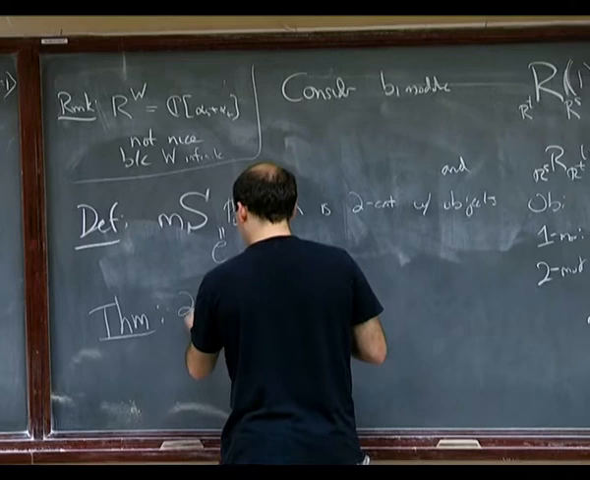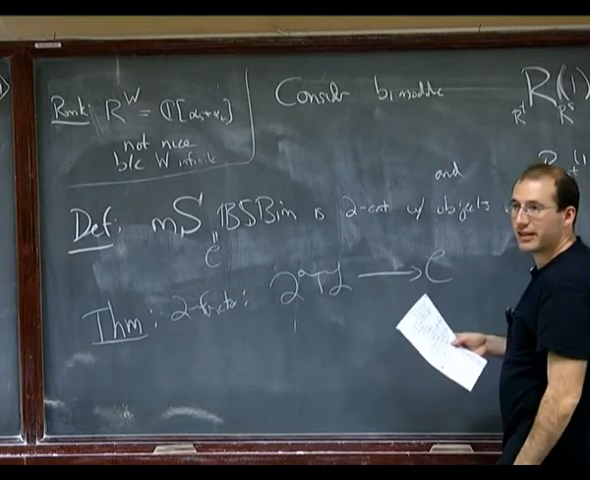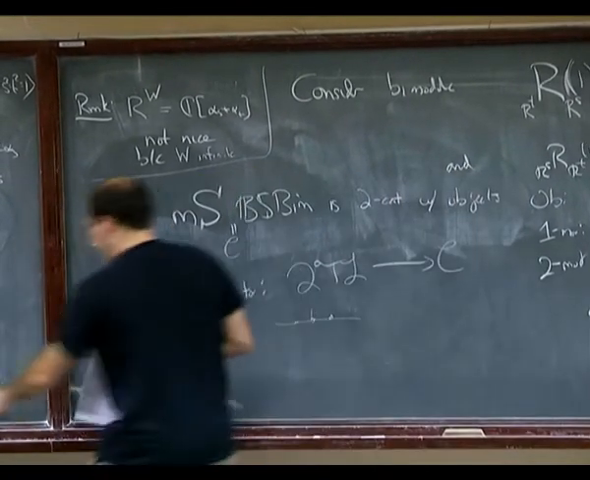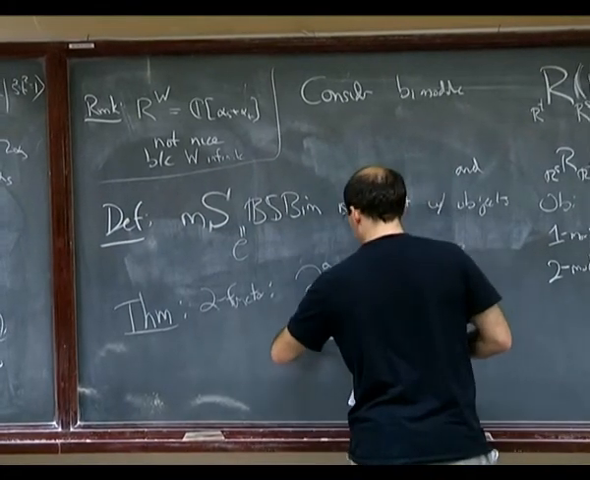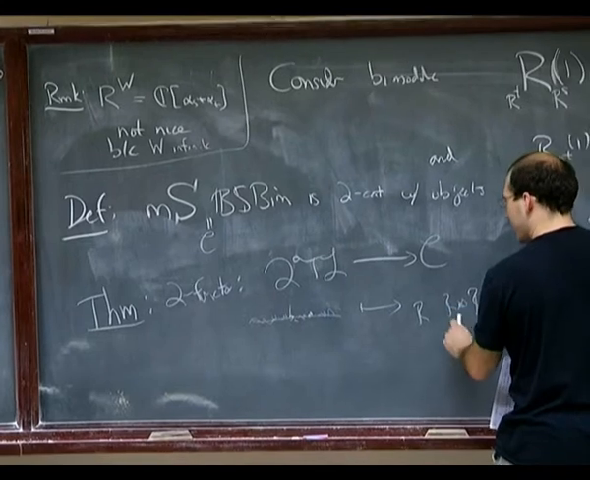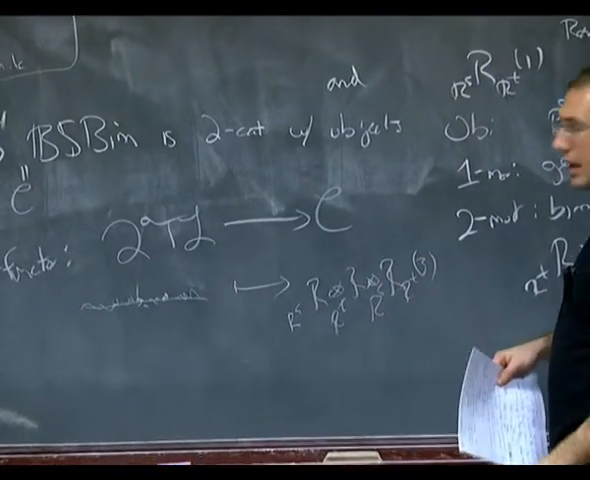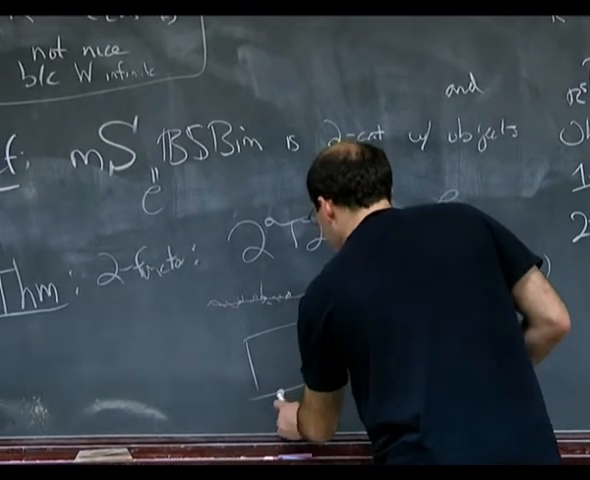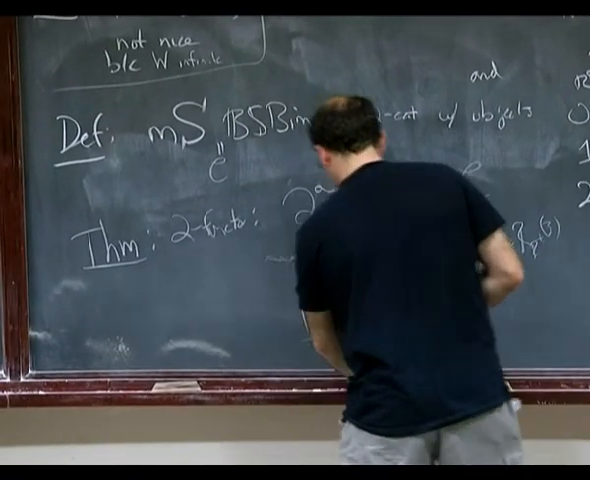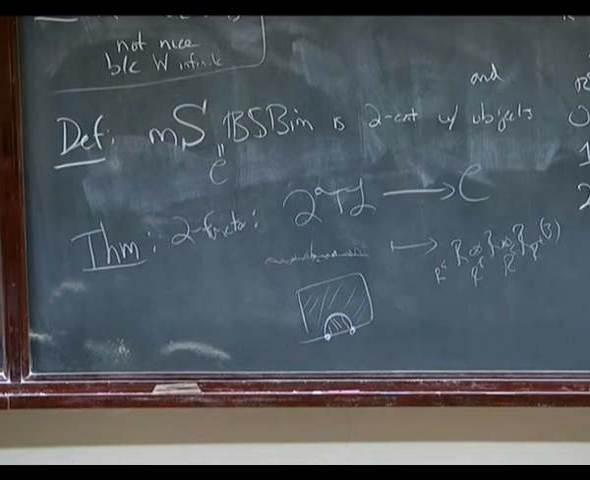And the theorem is that there's this 2-functor from the two-color Temperley-Lieb algebra to C. It's going to do the obvious thing. It's going to send blue, red, blue, red, each dot, to R, R, R, tensored over red, tensored over blue, with blue on the right and red on the left. Now I just need to tell you what happens to these colored cups and caps. This has to go to some bimodule map from what to what. I'll do it where I have a little more room.